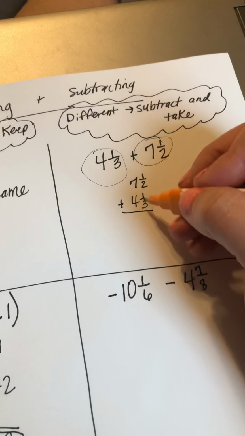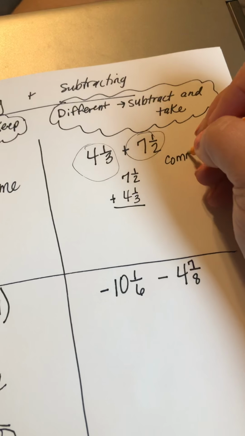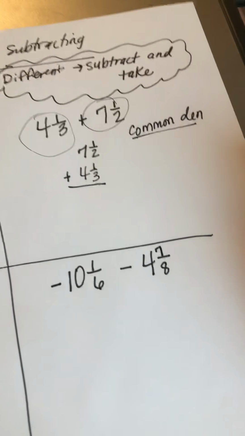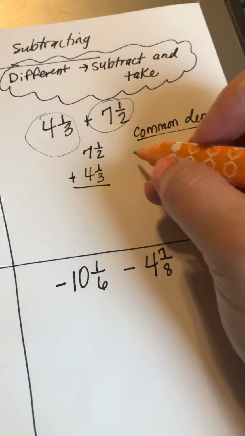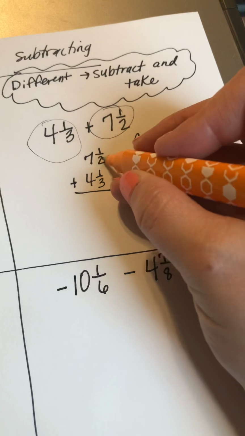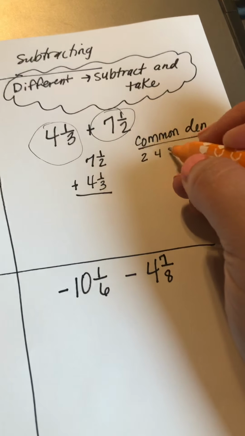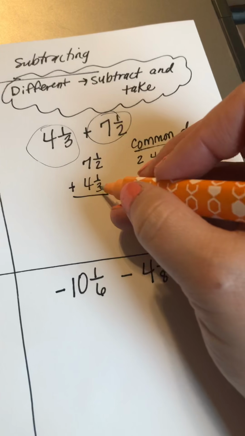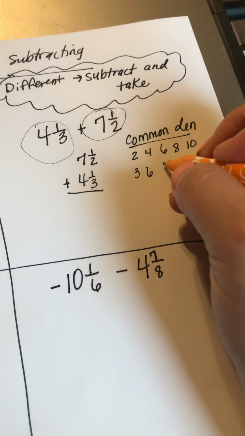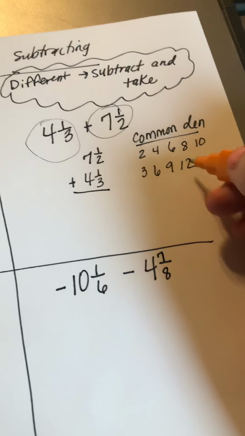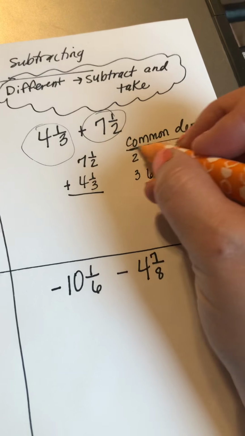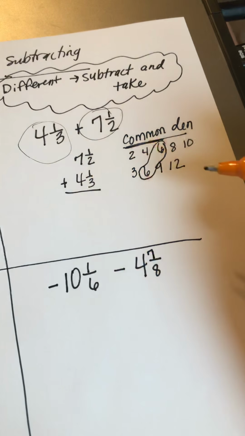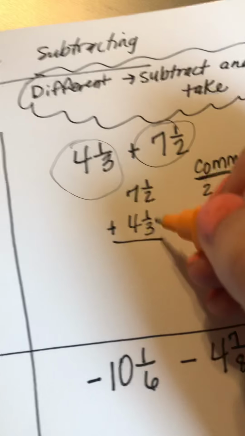Now, I have to have a common denominator. And this is where a lot of you guys get stuck because you don't know what that common denominator is. The easiest way I teach my students is to just start doing multiples of the denominator. So I have 2, 4, 6, 8, 10. And then do multiples of the other denominator, 3, 6, 9, 12. You want to find the smallest number that they have in common. That's why it's called a common denominator. The smallest number they have in common is a 6. So that's going to be my new denominator.